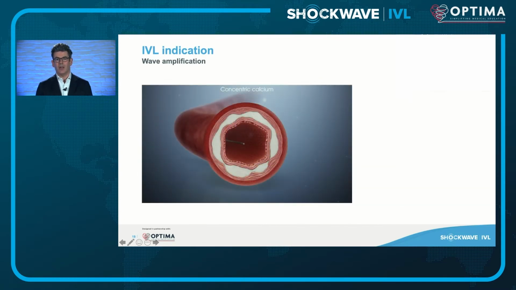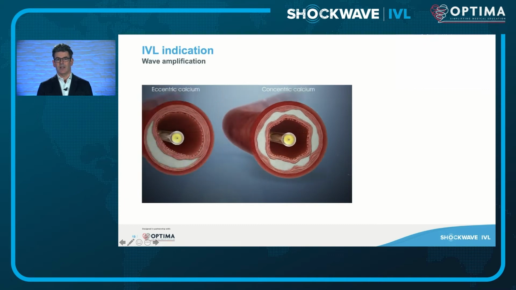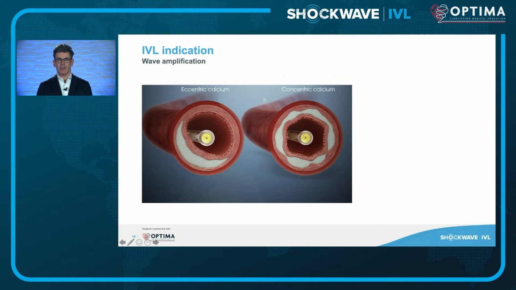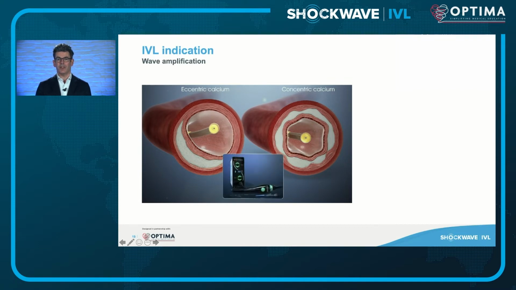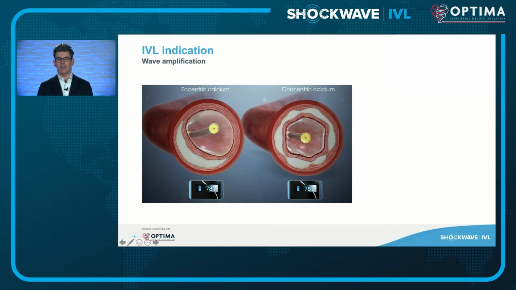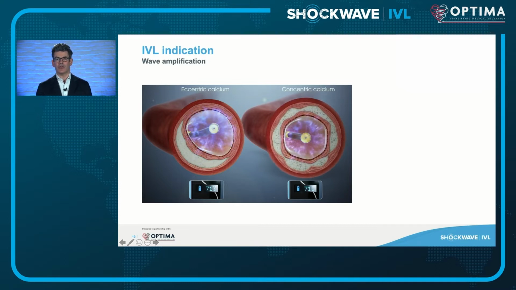So what we see here with concentric calcification, the balloon is inflated, and you see in comparison in the left vessel here that there is eccentric calcification. With the first activation of the energy, when you first press the button, within the concentric lesion, there is very significant wave reflection, and in fact, it is normally the case that with concentric lesions you achieve the maximal effect with the first few pushes of the button.